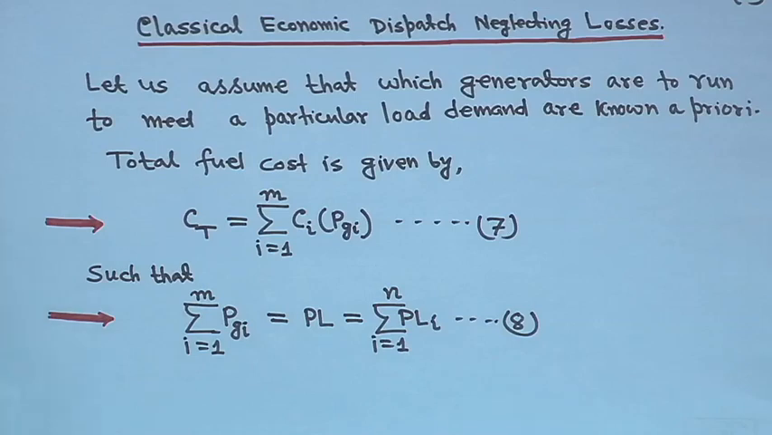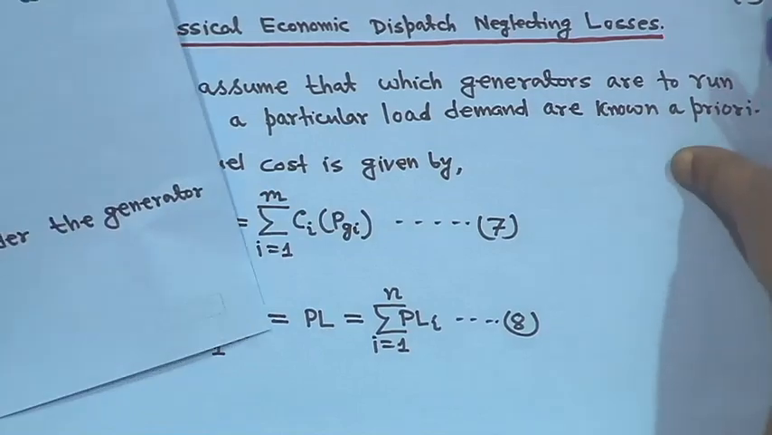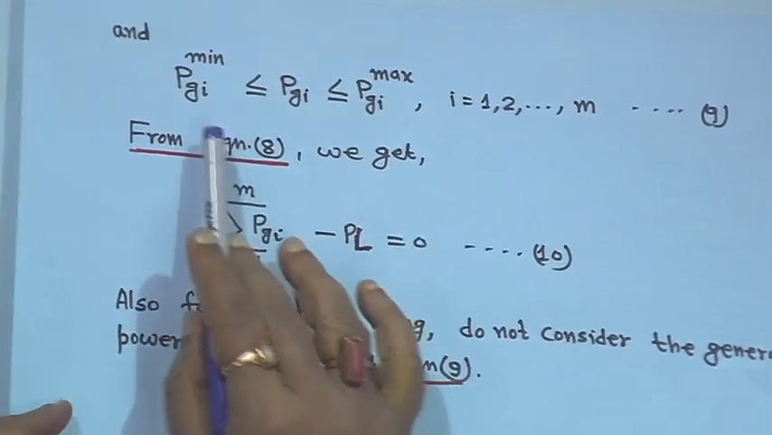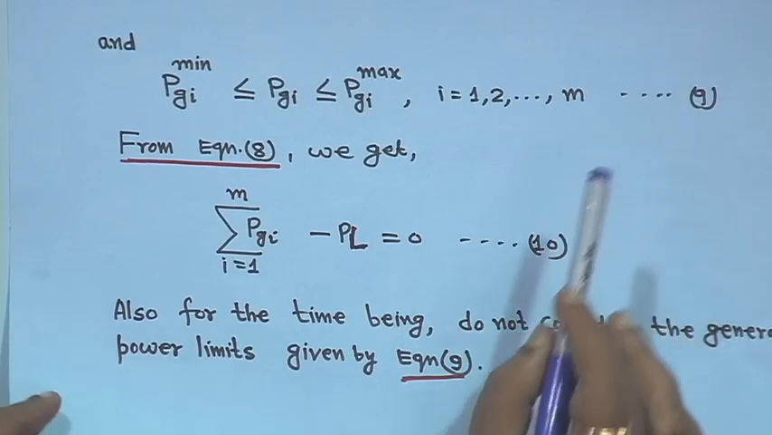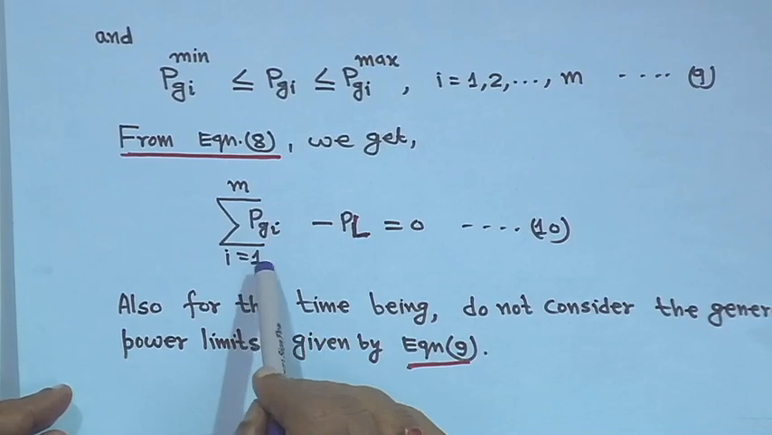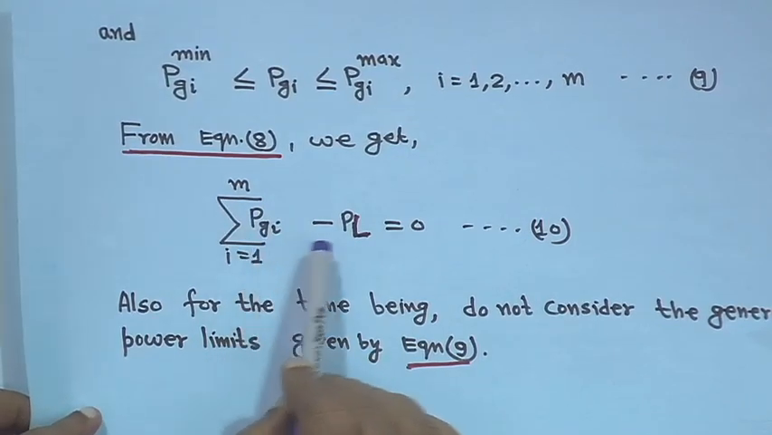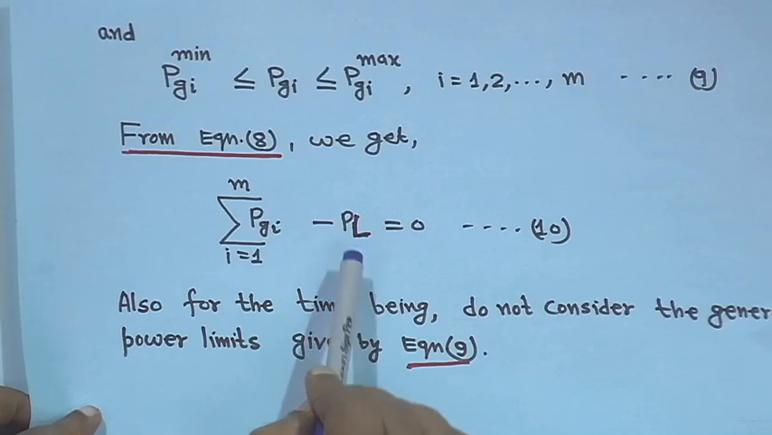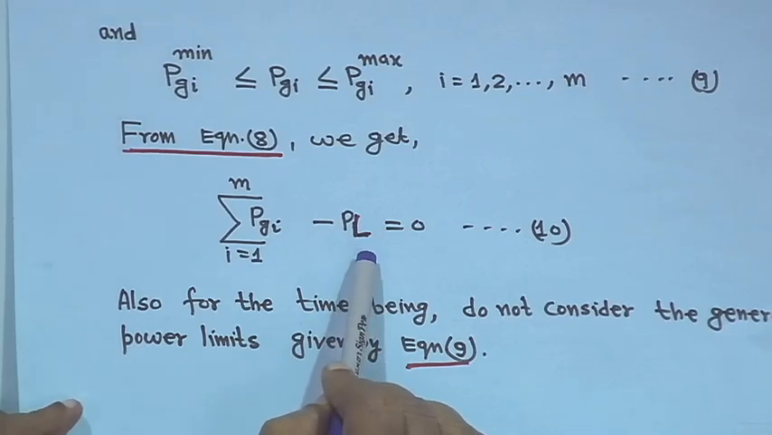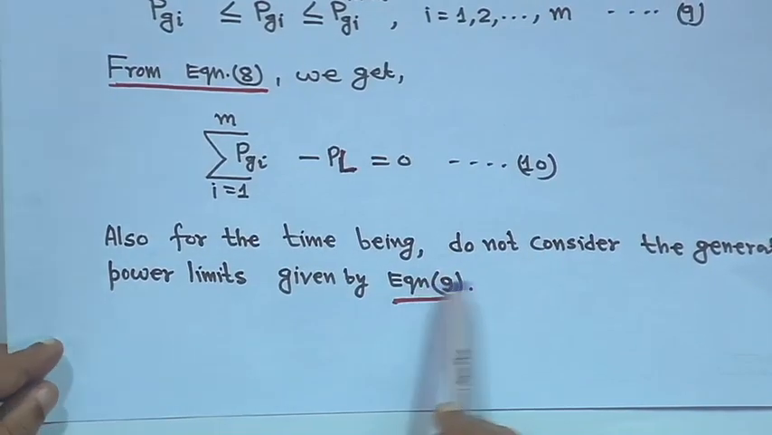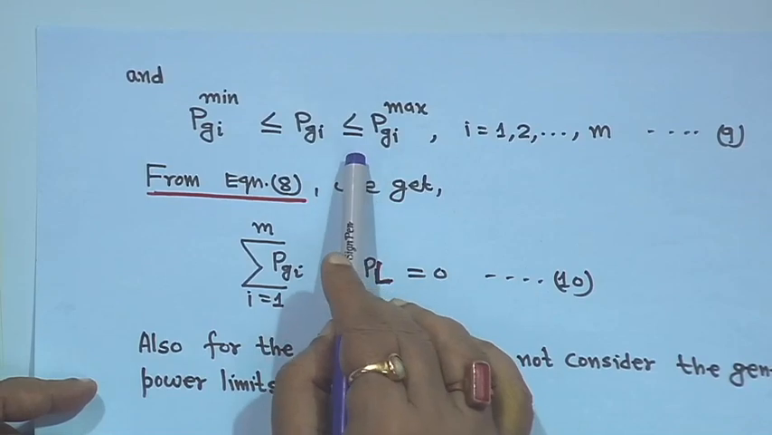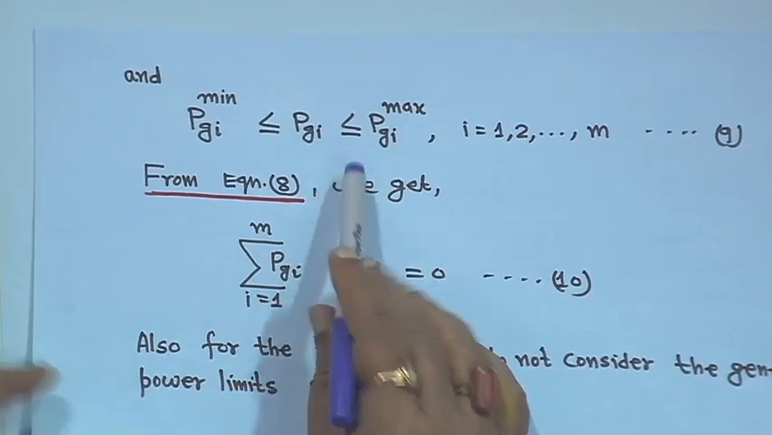And this Pgi must be within the limit, Pgi min and Pgi max for i equal to 1 to m, this is equation 9. That means equation 8 can be written as the sum from i equal to 1 to m of Pgi, the total generation, minus PL, that is the total load, PL equal to the sum from i equal to 1 to n of PLi, equal to 0, this is equation 10. Also, for the time being, do not consider the generated power limits given by equation 9, for the time being we will not consider it.